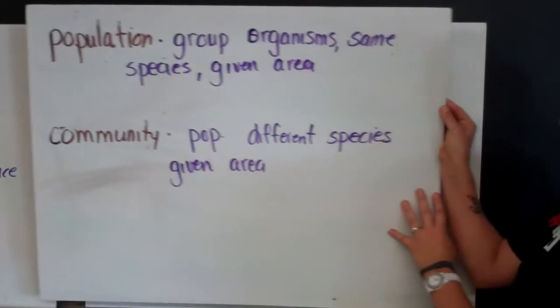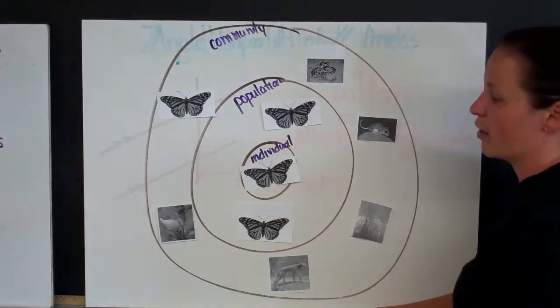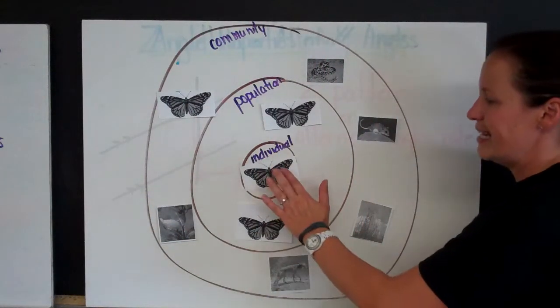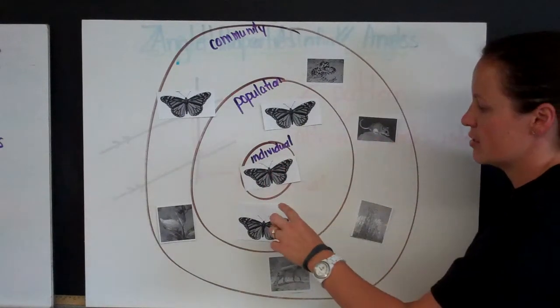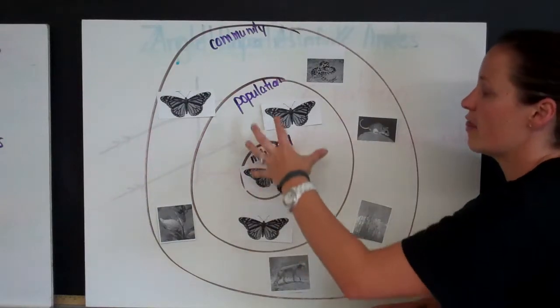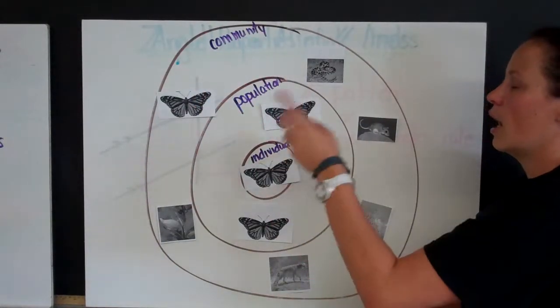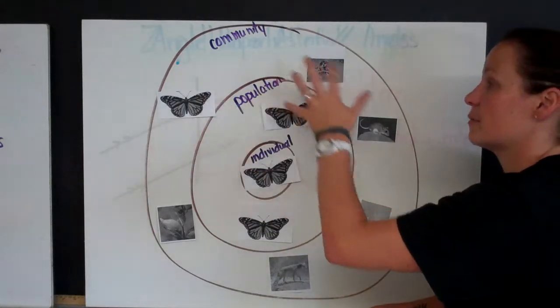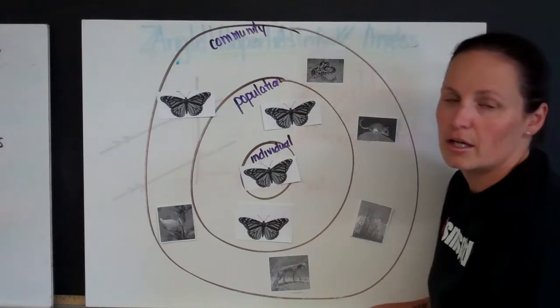So here's a graphic to further explain it. Okay, so let's imagine that this is our given area. We have an individual species, the monarch butterfly. That is an individual species. Within this given area, that species has a population. Again, within that given area, that monarch, that species, is a part of a community of other populations.